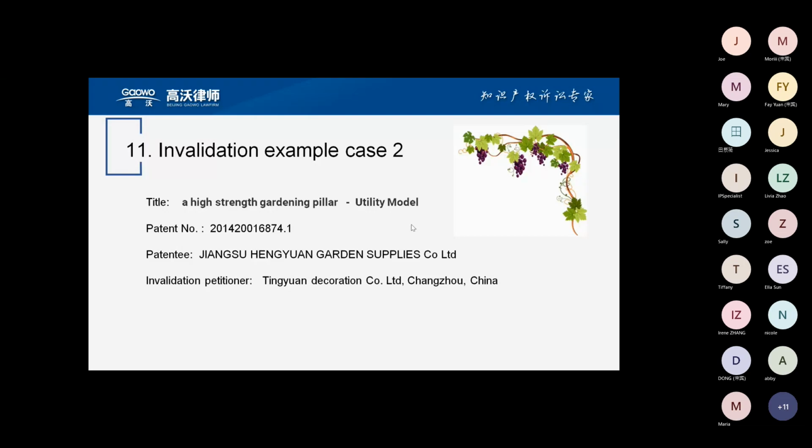Example case 2. I think this case is about a utility model of a Chinese patent, and it's very easy to understand. This utility model is about a high-strength gardening pillar used for plants with vines. The pillar is used to support the vine of some plants, such as grapes. The patentee of the utility model is a Chinese gardening supplies company, and the petitioner is also a Chinese competitor located in Changzhou, China.